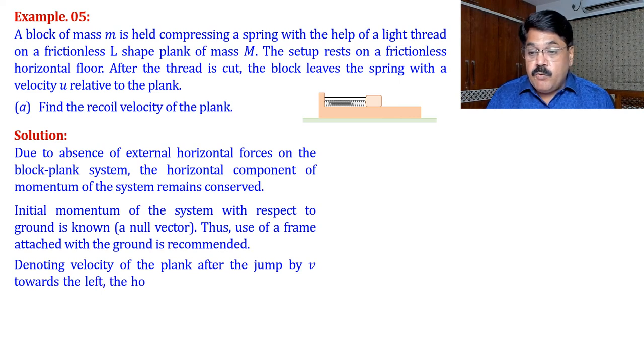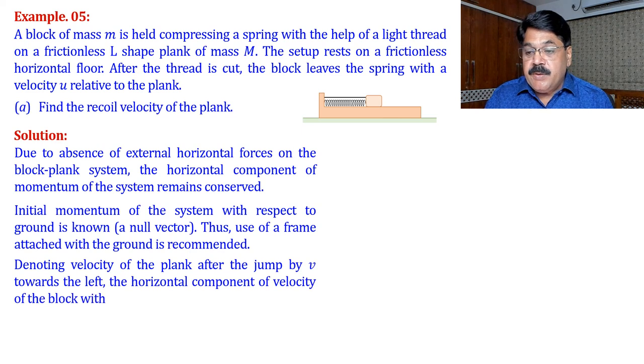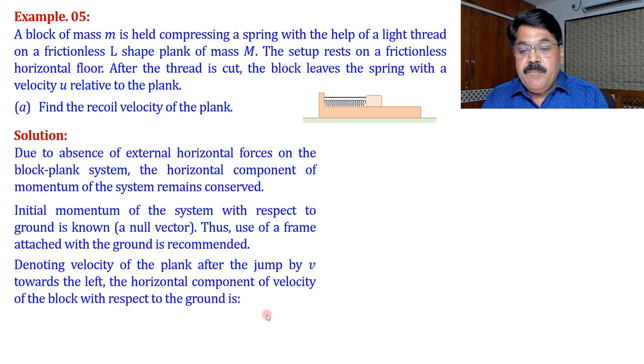Denoting the velocity of the plank after the jump by V towards the left, the horizontal component of velocity of the block with respect to the ground is given again by the relative motion idea. Here the block is just like a jump, so we use the same idea as earlier. V_B vector is equal to V_B with respect to plank vector plus V_plank vector. Now use this equation for the x component, means the horizontal component only. V_Bx is equal to V_B with respect to plank x component plus V_plank x component.